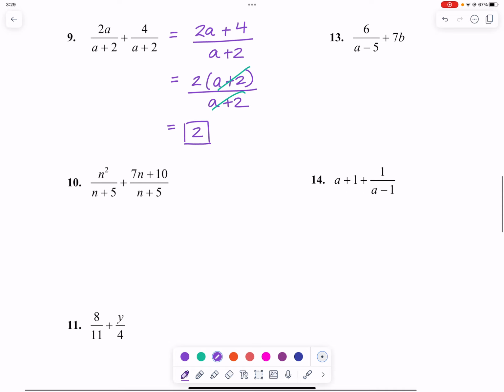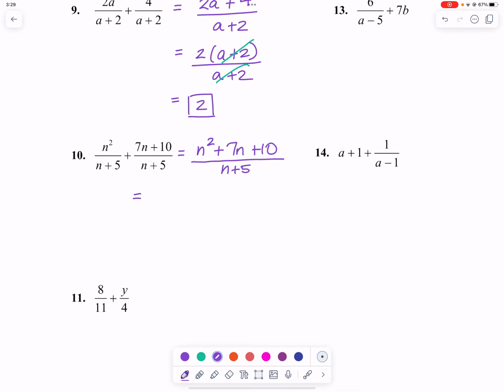Taking a look at number 10, our denominators are the same, so we will add our numerators together over that single denominator of n plus 5. Now let's go ahead and factor that numerator, and as you can see, the n plus 5 factors cancel, and we end up with just n plus 2.